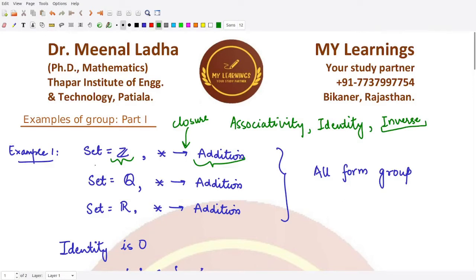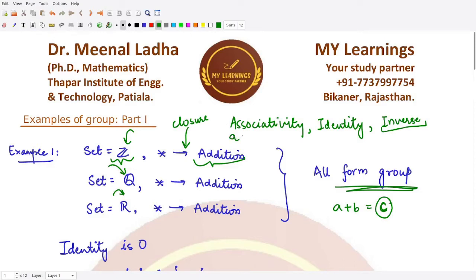Now in the first example, we consider either the set of integers, or the set of rational numbers, or the set of real numbers. In each of the three cases, if you are given the operation of normal addition, then they form a group. Why? Because addition is closed in nature. If you add two numbers a plus b, you are going to get another number c, which is an integer in case of integers, rational in case of rationals, and real in case of reals.